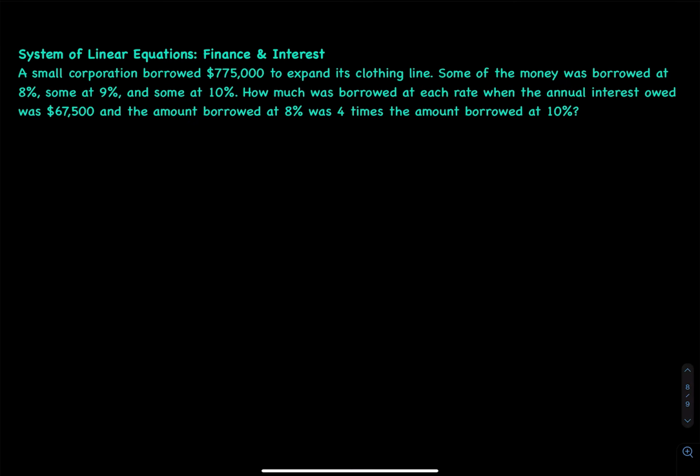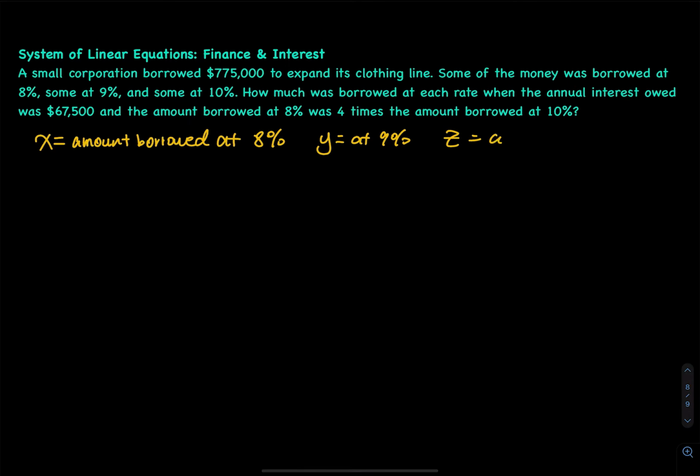Okay, so we have three amounts, x, y, and z. X at 8%, y at 9%, and z at 10%, right? Let's define the variables. x is equal to the amount borrowed at 8%, y is the amount borrowed at 9%, and z is the amount borrowed at 10%. So we have three different amounts.